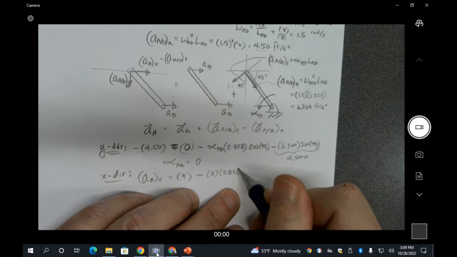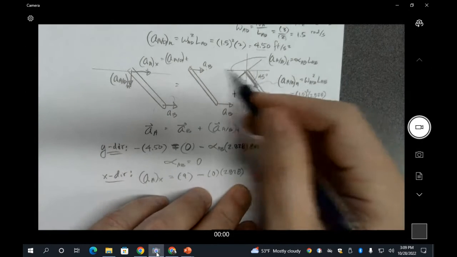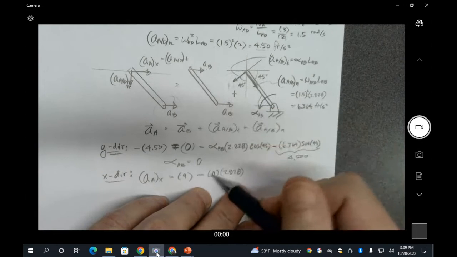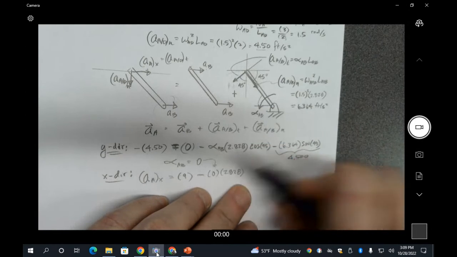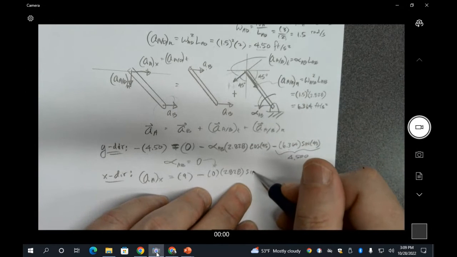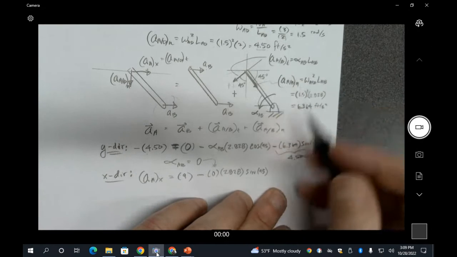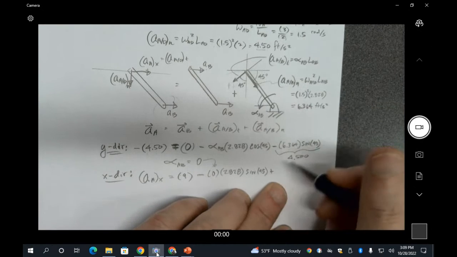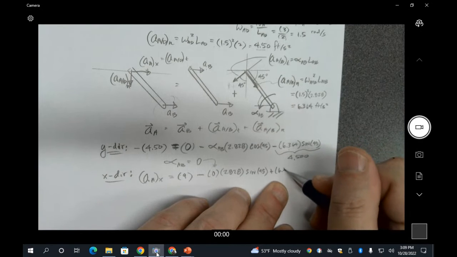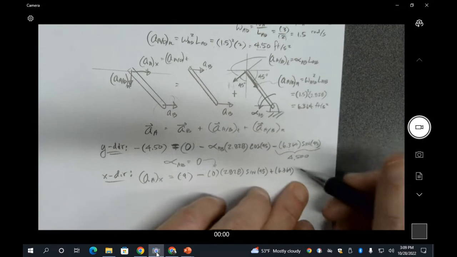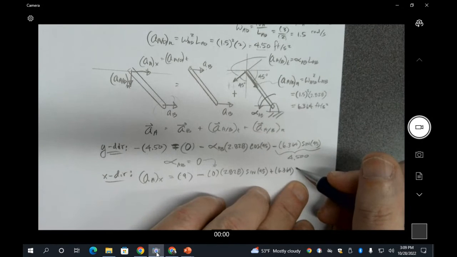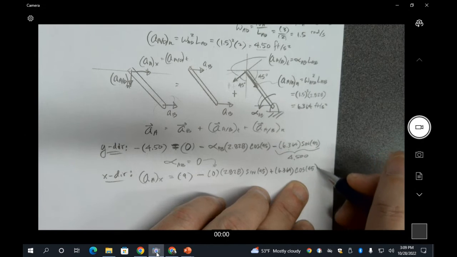I'm just going to write it out there because whatever. But we knew as drawn it was negative, but we went ahead and stuck it back in there anyway. And then sine of 45, it's kind of pointless. But then this guy right here does play a part. He's going to be plus 6.364, and that's going to be cosine of 45.